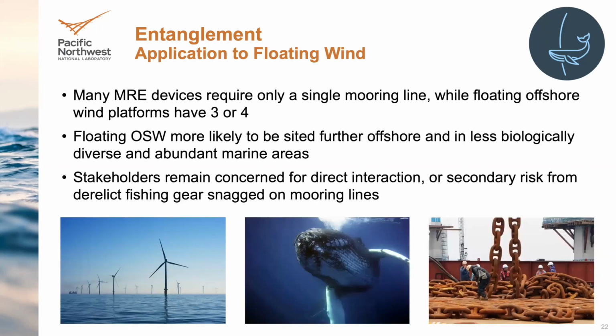Now, if we think about floating wind, many of these devices, of course, will have 3 or 4 mooring lines. So you've got more lines in the water. But they are likely to be sited further offshore. So that means, again, understanding what animals are present. For example, off the West Coast, the gray whales pretty much migrate up and down the West Coast of Washington, Oregon, and California within 5 miles, 8, 9 kilometers of the coastline. And very few floating platforms, if any, would ever be sited that close to shore.